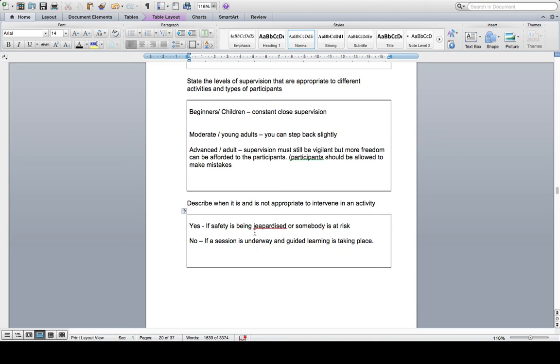And if you've got advanced learners and adults, supervision must still be vigilant, so you need to make sure that you're watching what's going on, but they can be allowed a bit more freedom. Imagine Alex Ferguson coaching the United team. He's not going to be stood next to them all the time saying, make sure you do this, be careful of that. He's going to step back a lot. He's going to give them the instructions and let them get on with it. That's what you can do with advanced or adult participants, but you must still be vigilant. That means you must still be there, be present, and look at what's going on, in case anything goes wrong.